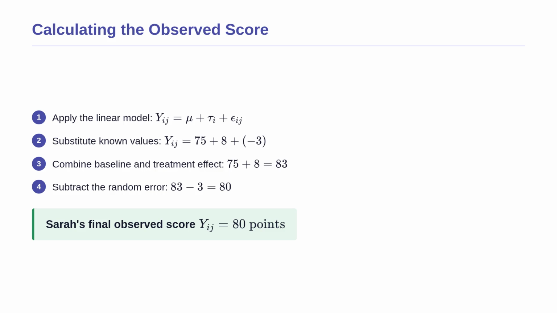We substitute our known values directly into the linear model to find the final score. The baseline mean is set to 75. We add the specific treatment effect of +8 from the new teaching method. Then we add the random error of -3 caused by the headache. Combining the baseline and treatment gives an expected score of 83. But subtracting the 3 points of random error gives a final observed score of 80 points. This clearly shows how real-world measurements are always a combination of baseline averages, treatment effects, and random noise.